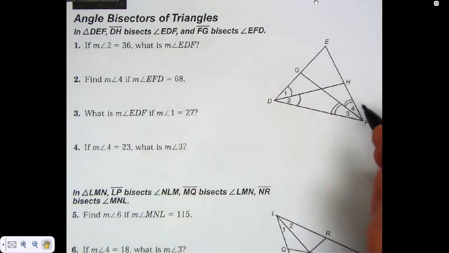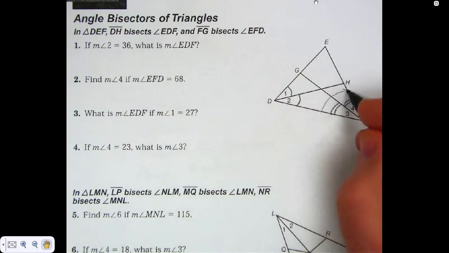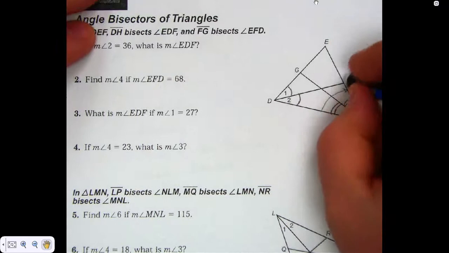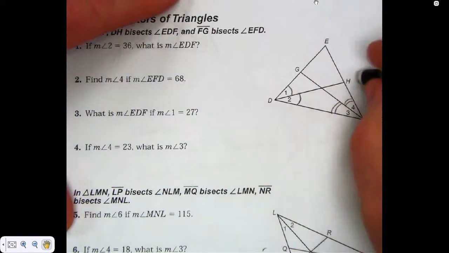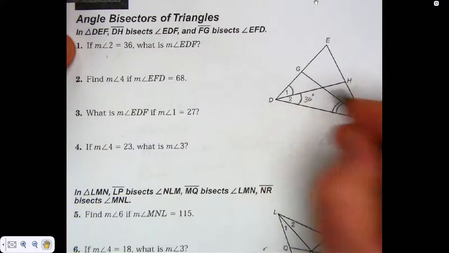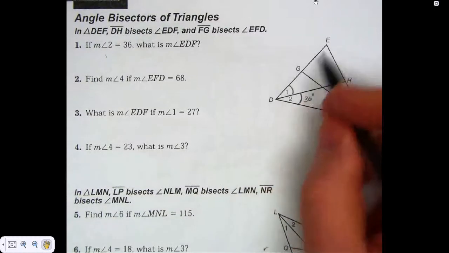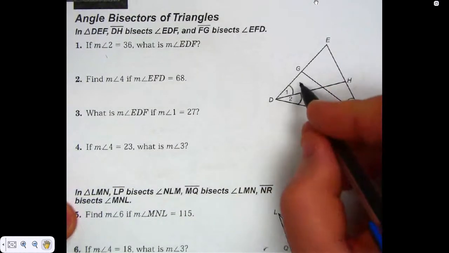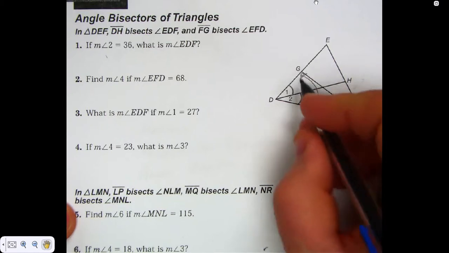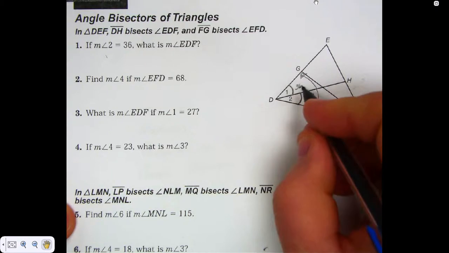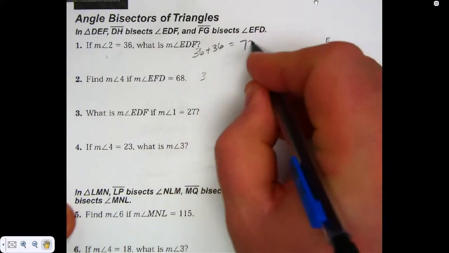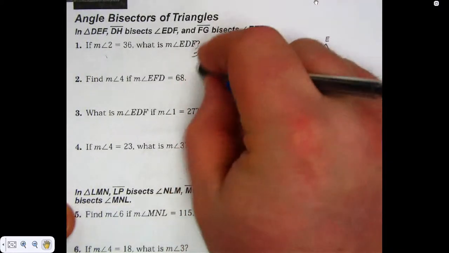Okay, EFD, E to F to D, they're saying that whole thing is what, 68 degrees? Or no, I'm looking at number two, aren't I? I got a little ahead of myself there. Number one says the measure of angle 2 is 36. What is E to D to F? Well, how am I going to find this whole angle right here? Right. If this one's 36, what's this one? So what's the whole thing? 36 plus 36, which is equal to what? Not so terrible, is it?